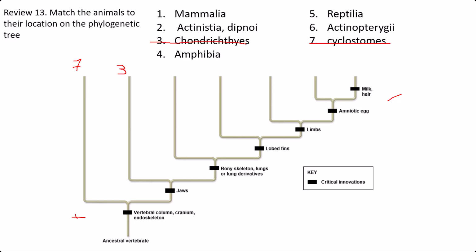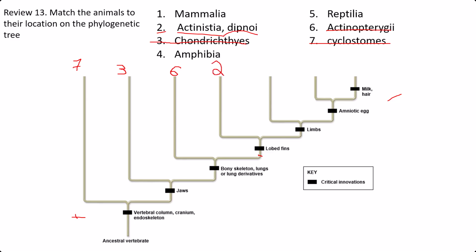And then this has got bony skeletons. Lungs or lung derivatives, but not lobe fins yet. So our ray-finned fishes are those actinopterygii. So this one is 6. Then our lobed fin fishes are these 2. So that's going to be 2 there.